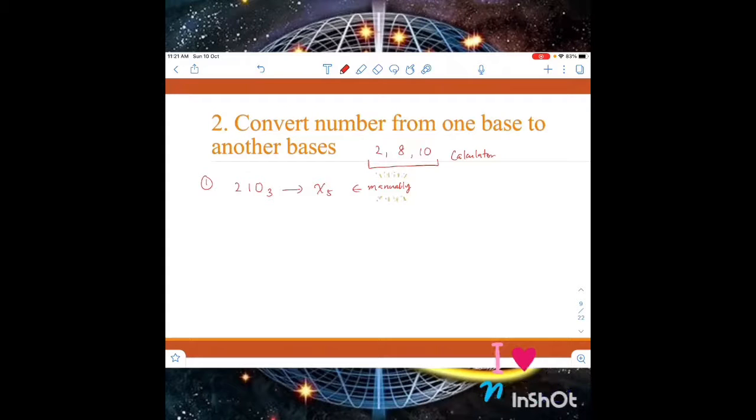I have to convert any base into any other base through base 10. It means that I need to change this base 3 number into a number in base 10. Then I do the divisions, and then I can get the number in base 5. This is the process that you have to stick to when you do conversions for any other bases. Any other bases means besides base 2, base 8 and base 10, which you can do with a calculator. Now let's go into these examples.